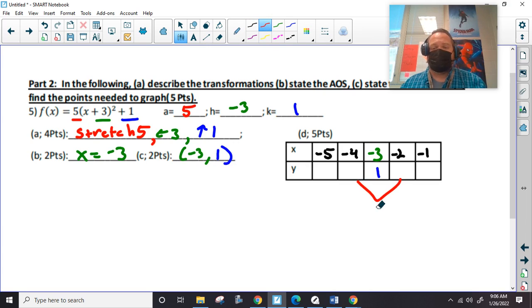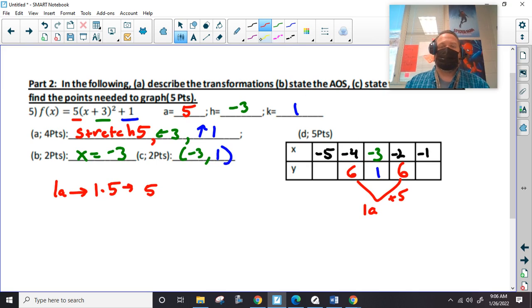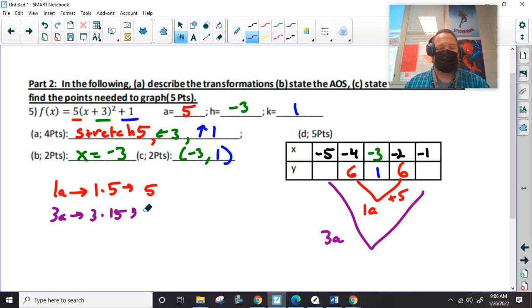So, this is 1A. Well, 1A, 1 times 5, which is 5. So I'm going to add 5 to 1. I should get 6. All right. These two are 3A. Well, I wrote the answer in the problem. I was thinking ahead. All right. So I'm adding 15. This would be 21.